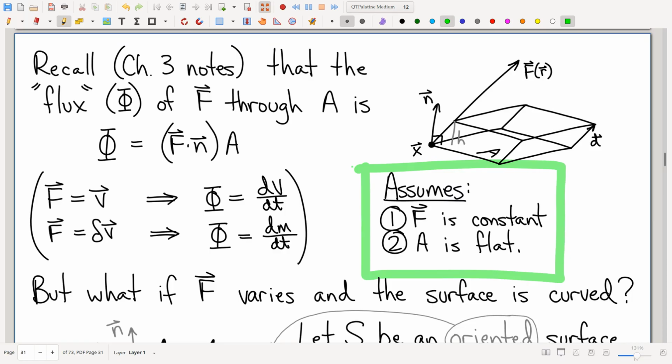Does that normal vector have to be a unit vector as well? One more time? Does that normal vector have to be a unit vector? Yes, that's right. That is one of the assumptions as we had it set up.